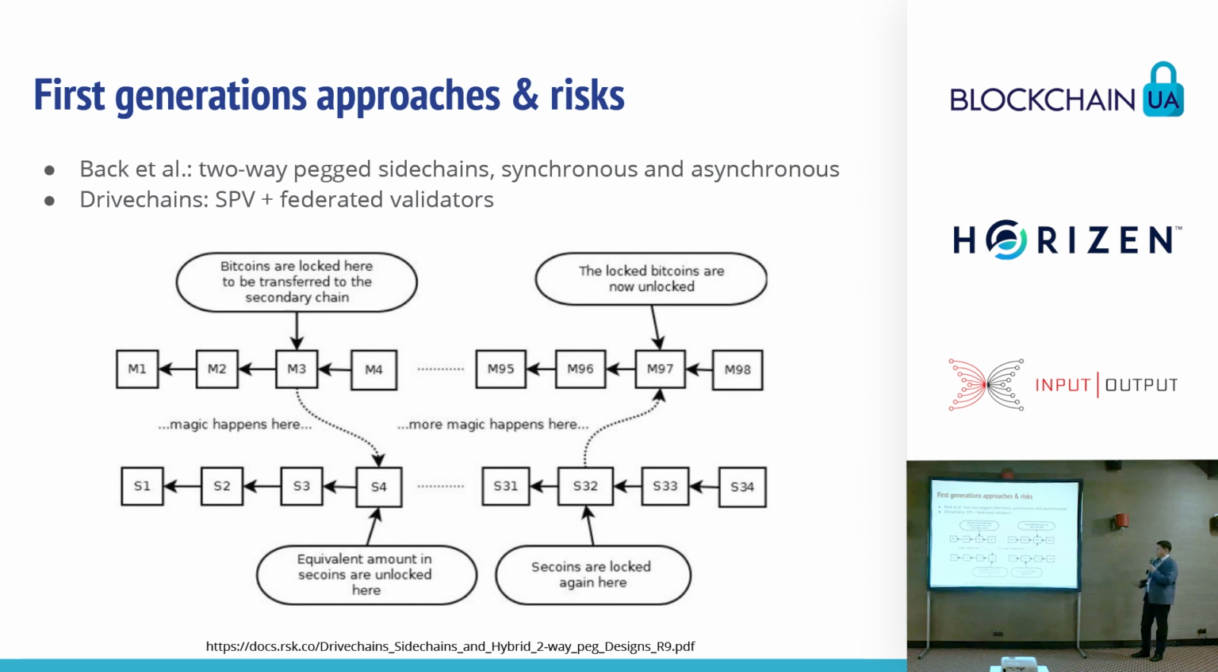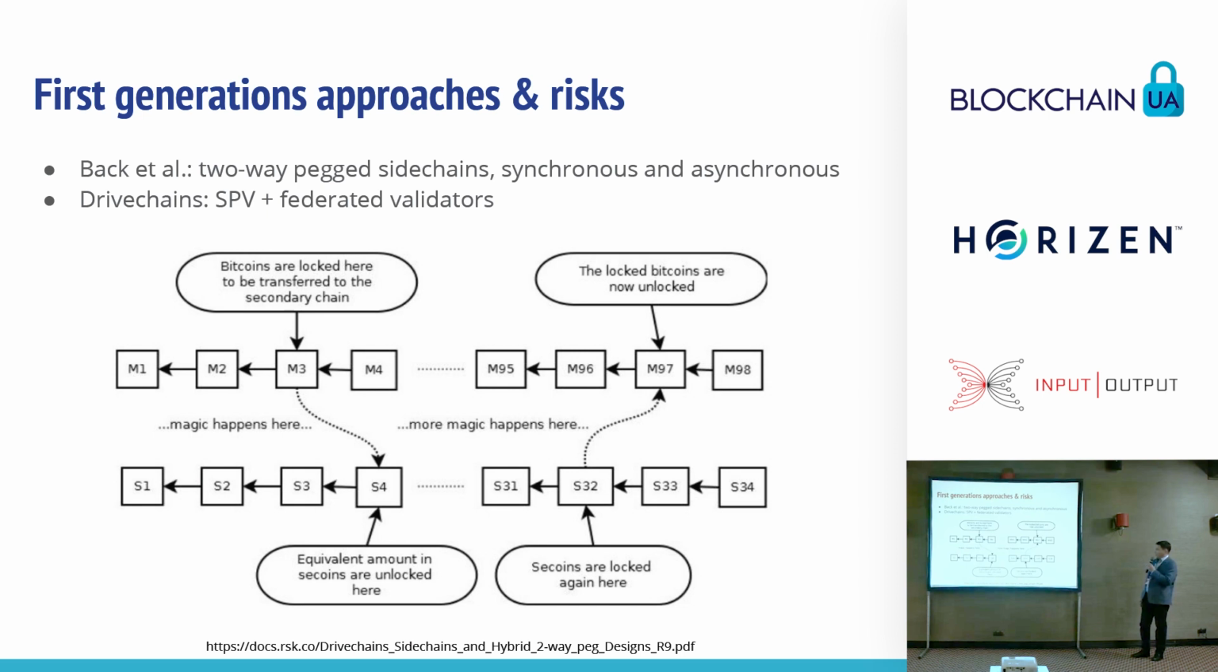Initially, sidechains were proposed in 2014 by Back and his co-authors in a paper called Enabling Blockchain Innovations with Pegged Sidechains, with two different approaches, synchronous and asynchronous communication between these chains. And then we had drivechains that work on Bitcoin.